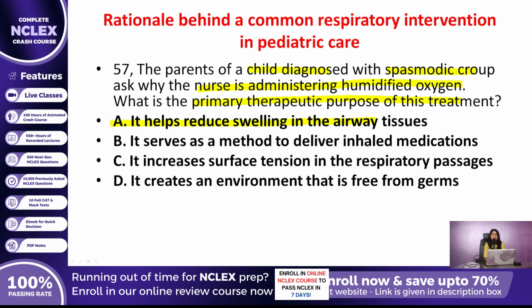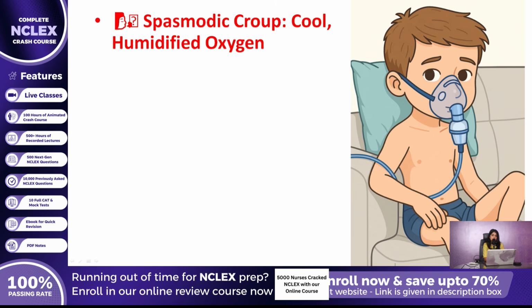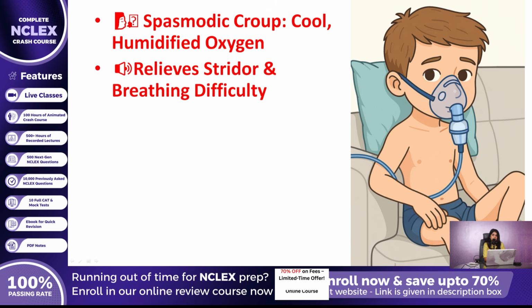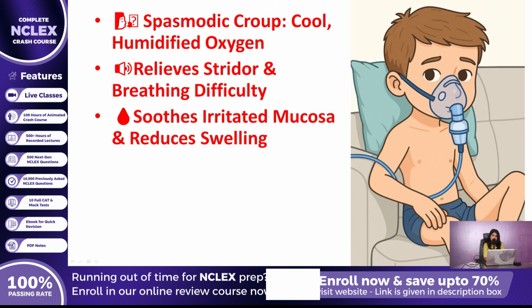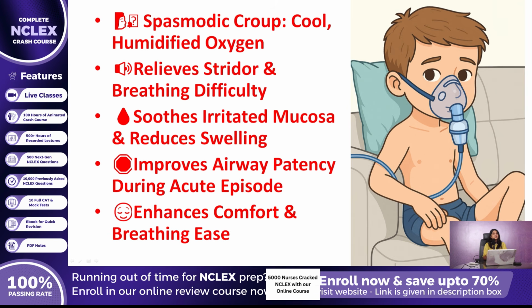It helps reduce swelling in the airway tissues. In spasmodic croup, inflammation and edema of the larynx and upper airway can lead to stridor and difficulty breathing. Administering cool, humidified oxygen helps to moisten and soothe the irritated mucosa, which in turn reduces swelling and improves airway patency. This simple yet effective measure supports easier breathing and greater comfort for the child during an acute episode.